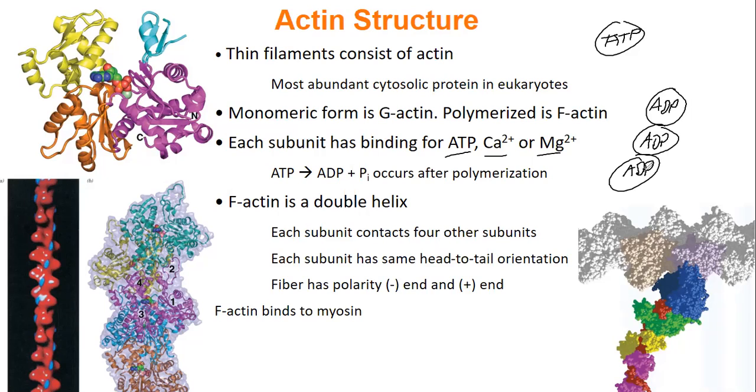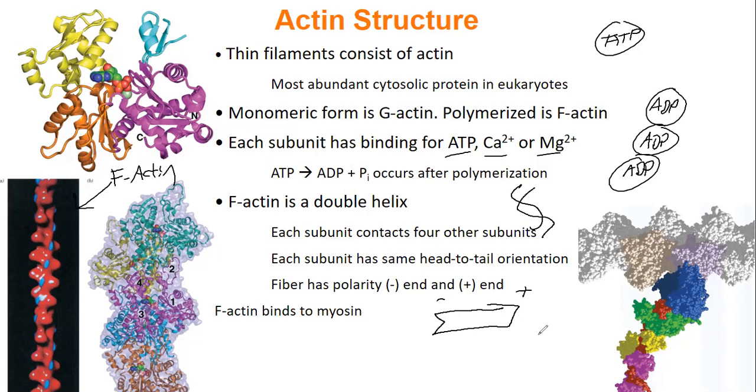And F-actin looks like DNA more or less. That's F-actin over there. It forms a double helix. So you have this double helix of actin. And what's interesting is that there's polarity with actin. So you have a plus end and a minus end. Just like how DNA has polarity, actin has polarity.